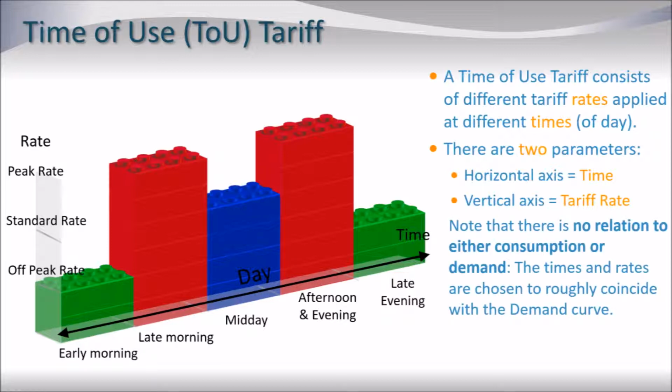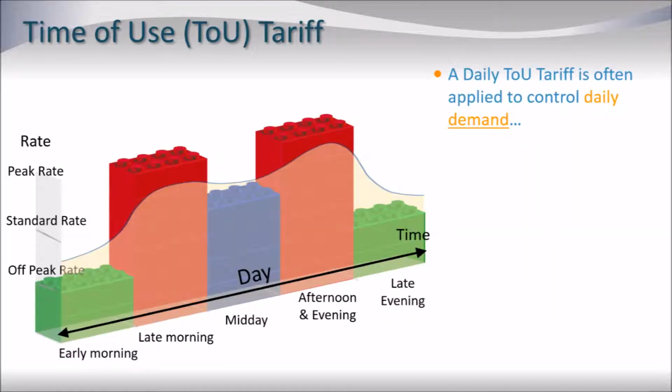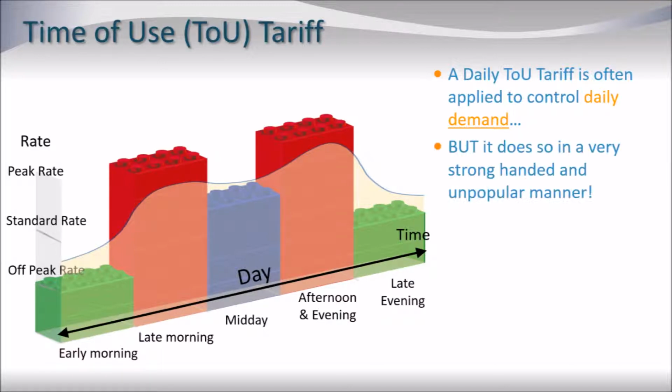It's important to note that there's no relation to either consumption or demand with the time of use tariff. The times and rates are chosen to roughly coincide with the demand curve, but demand doesn't form one of the two parameters. As I mentioned previously, a daily time of use tariff is often applied to try and control daily demand, but it does so in a very heavy-handed and unpopular manner.